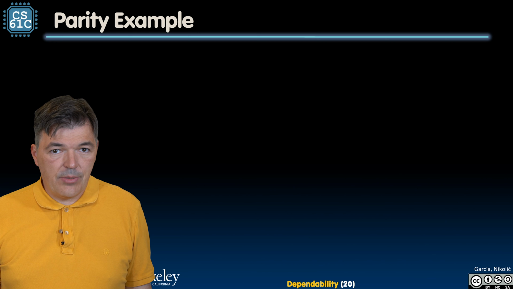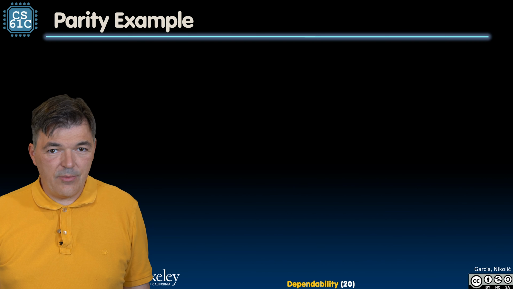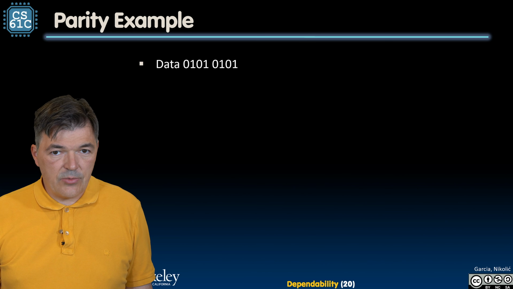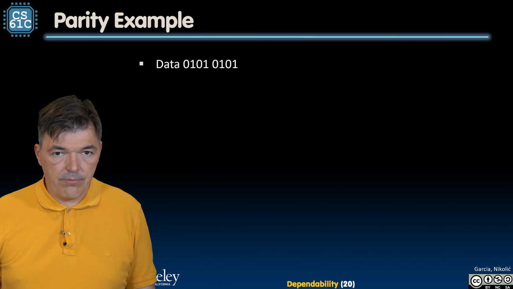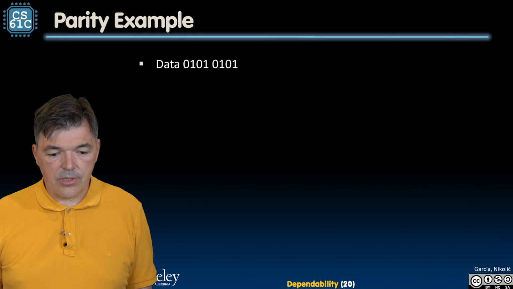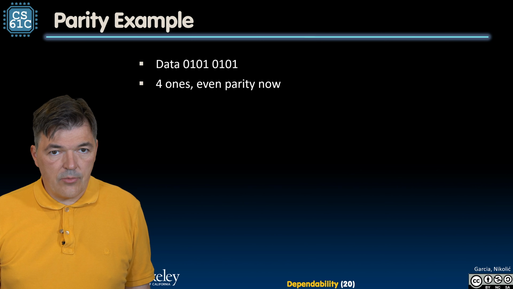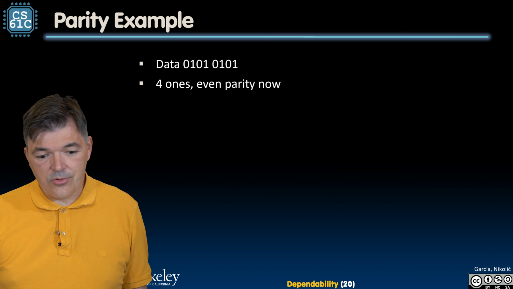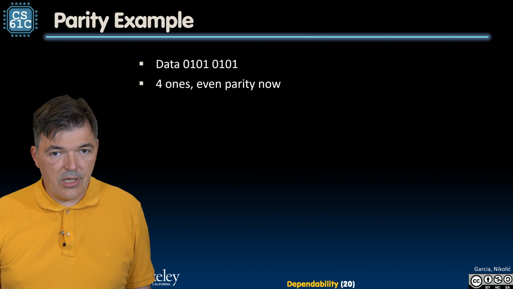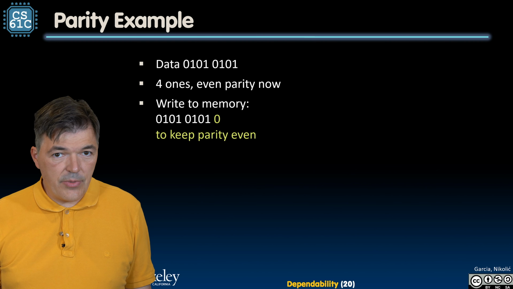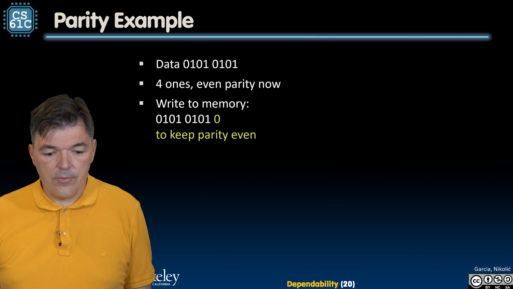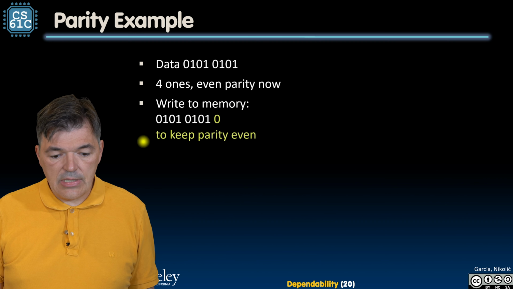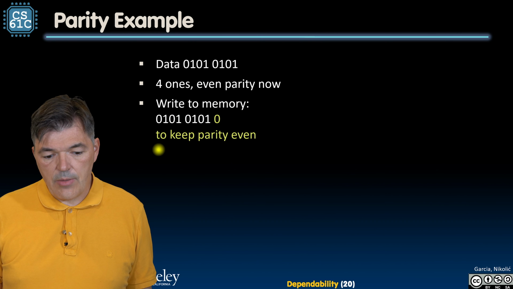Here is a simple example of how we add parity bits. We start with a data word 0, 1, 0, 1, 0, 1, 0, 1, an 8-bit data word. We inspect that word by using an XOR gate, and we find out that we already have even parity. So our added parity bit should be a 0. So we are adding a 0 and taking this 9-bit word to store into the memory. So our parity here is going to be even.